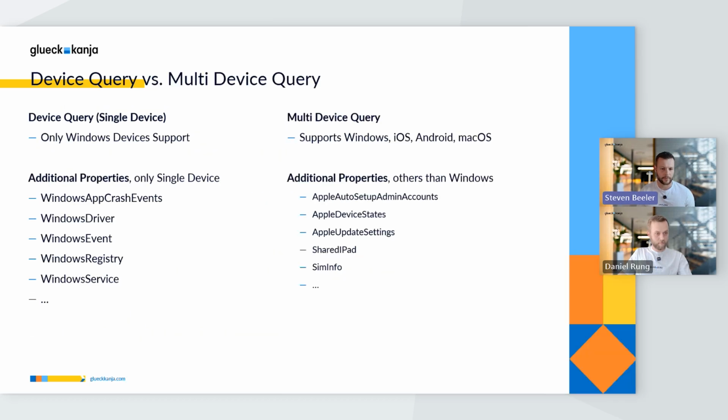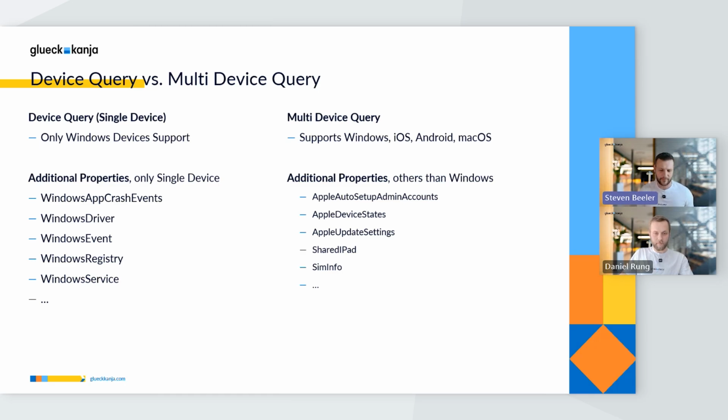Also what is a difference here, since single device queries use the Windows push notification service, and this only works on Windows devices, you have a lot of different properties you can query. And if we're looking at multi-device query, this is actually supported across the board. So you can do it for Windows, iOS, Android, and macOS. And you also have the additional properties for this. So if you want to, for instance, query your Apple devices, you have the properties to do this. So you can really build great reports.